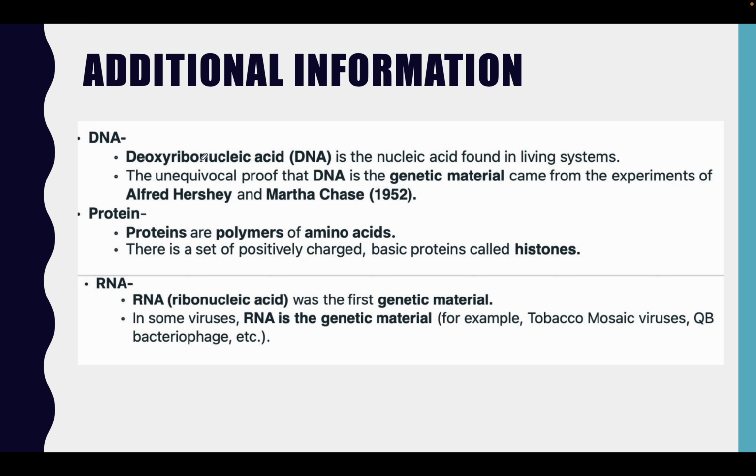Additional information: DNA is the nucleic acid found in living systems. DNA is the genetic material, as shown by Hershey and Chase. Proteins are polymers of amino acids, positively charged. Basic proteins are known as histones. What is RNA? It was the first genetic material. In some viruses, RNA is the genetic material.